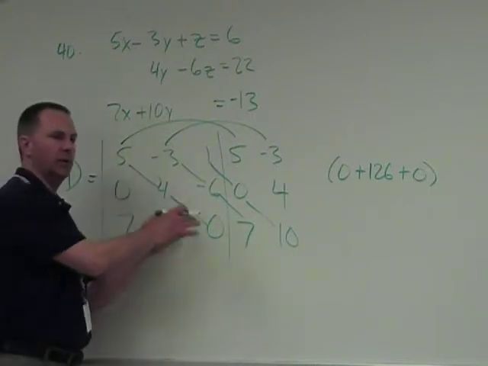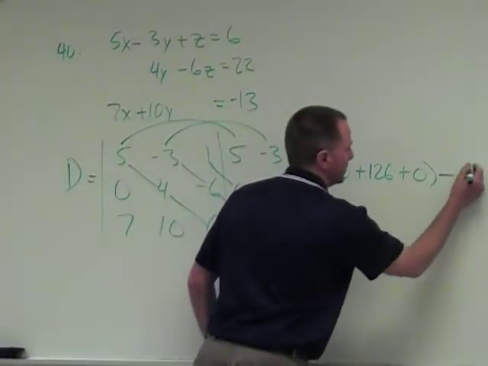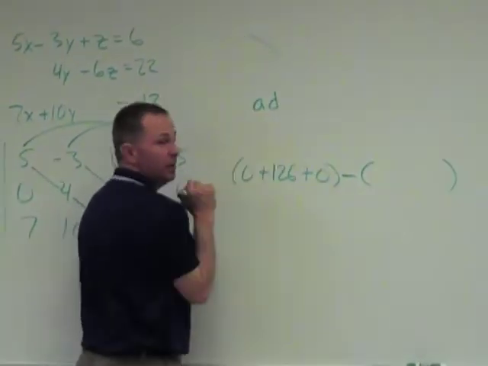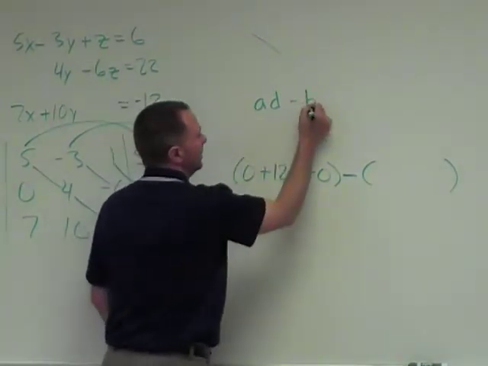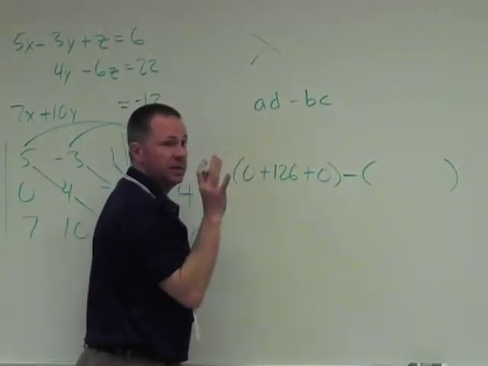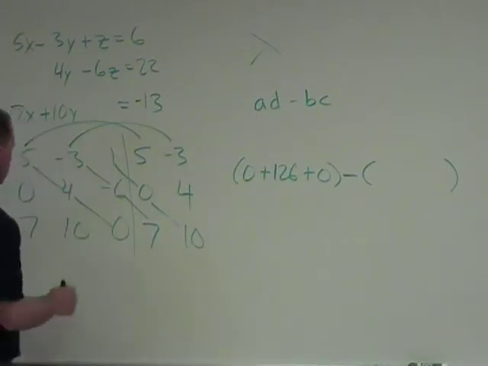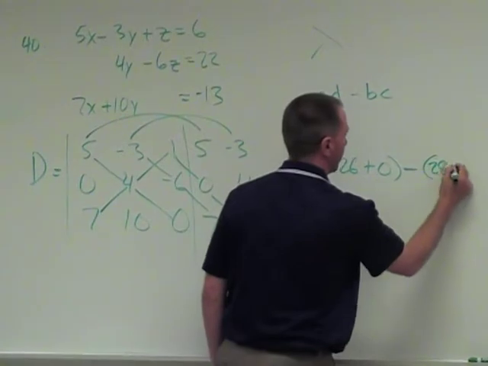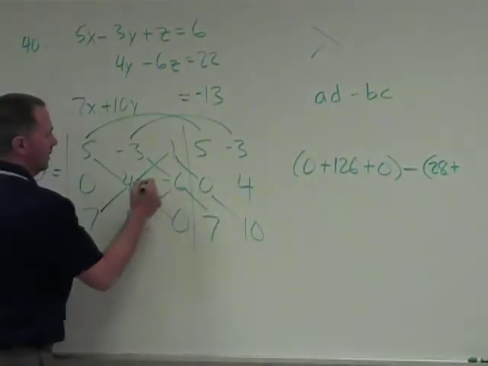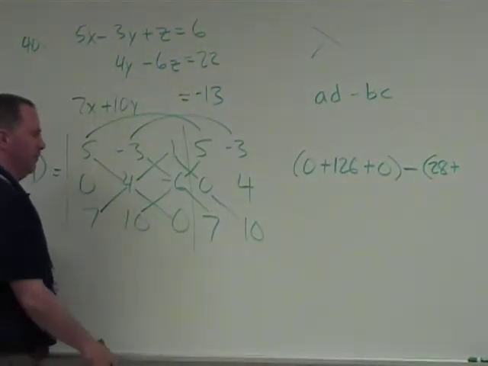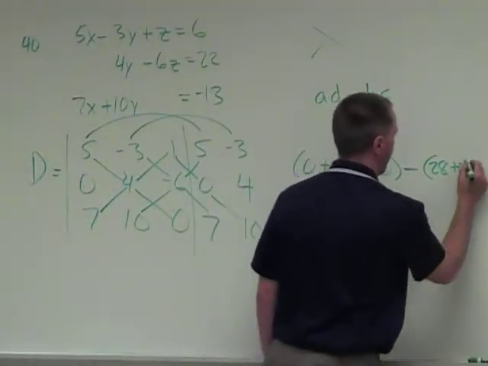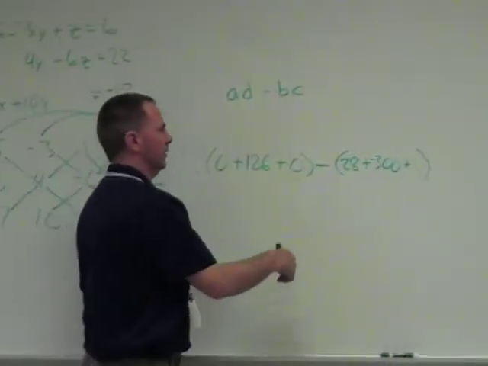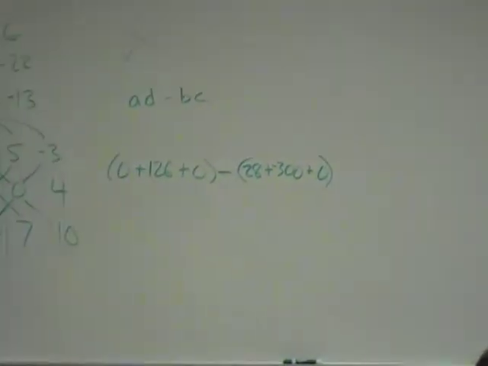Alright, so those are your downward diagonals. Now you need to subtract, which is exactly what you did with the 2 by 2. Remember you went A times D, that was the downward diagonal, minus the B times C, which was the upward diagonal. So it's the exact same type of thing, except you have lots of them. The upward diagonal, 7 times 4 times 1, that's 28. 10 times negative 6 times 5, negative 300. And 0 times 0 times negative 3. Everybody calculate that, please.